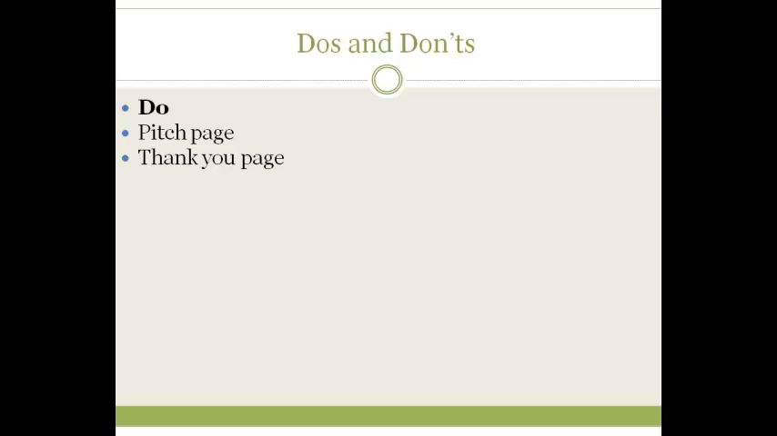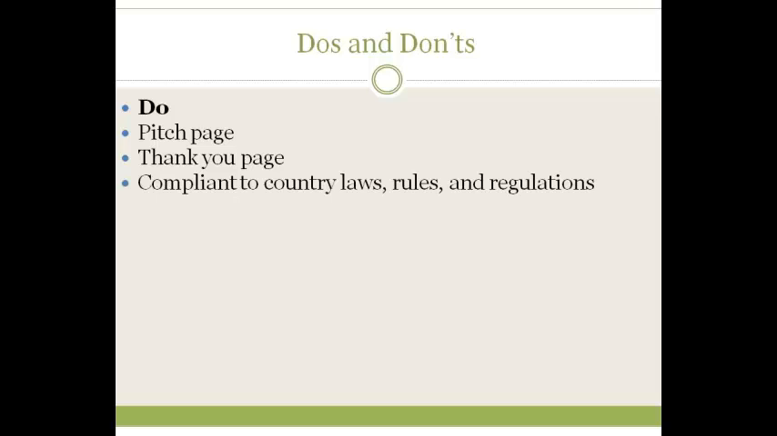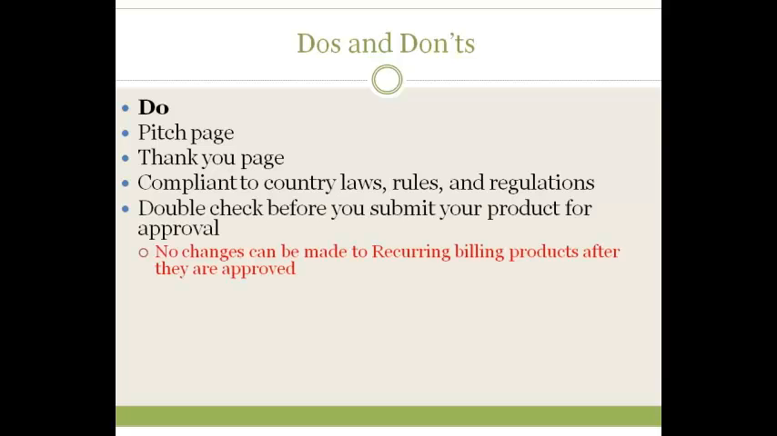Otherwise, Clickbank will look at that and they'll say, oh, it's confusing. You need to fix this and that. So you want to make sure that you get everything right the first time so that you don't have to get disapproved and go through the process of doing that. So you definitely want to double check before you submit your product for approval. Because let's say, for example, recurring billing products, Clickbank says that there are no changes that can be made to recurring billing products after they are approved. So you want to make sure that you get it right the first time.